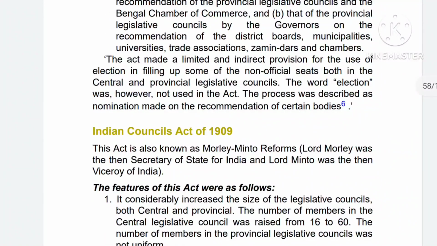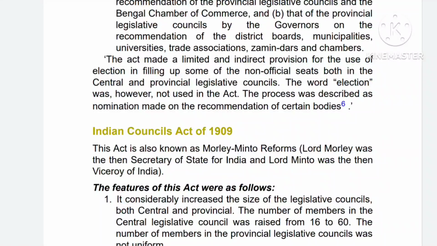The Act made limited and indirect provisions for the use of election in filling up some of the non-official seats both in the central and provincial legislative councils. The word election was, however, not used in the Act. The process was described as nomination made on the recommendation of certain bodies.